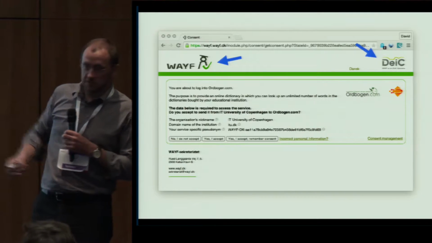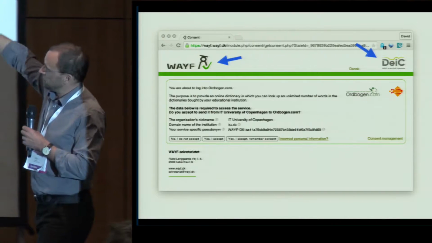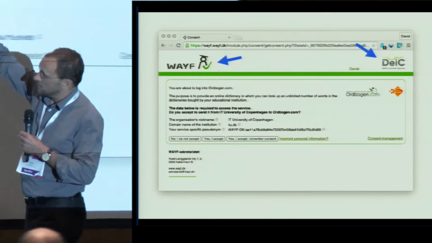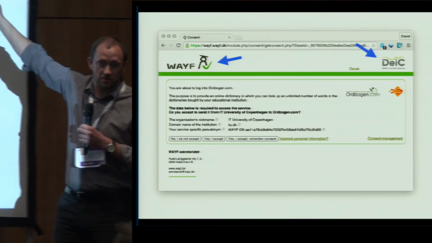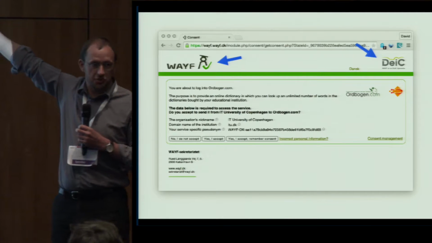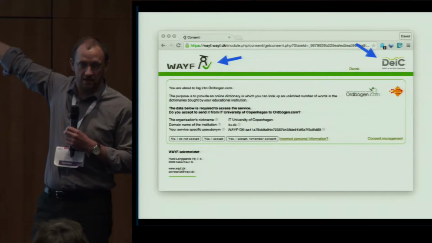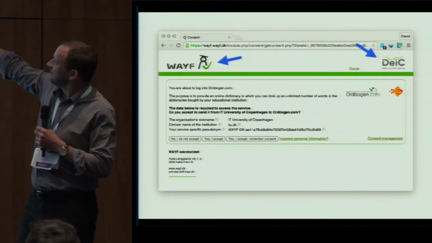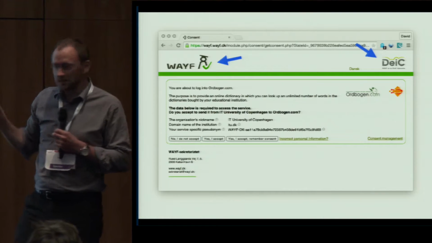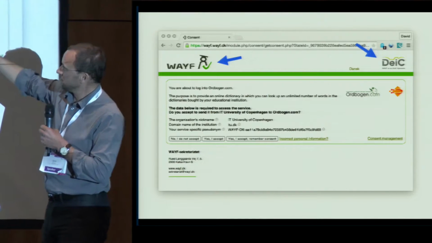Now, the first elements, I'm going to work my way down from the very top, is who's providing the service, WAYF, the federation, and the Danish e-infrastructure collaboration. That logo there is new, and when we introduced that about a year ago, people started calling and thought they were being phished. So you have to be very careful about how many logos and trust marks you present to them here.